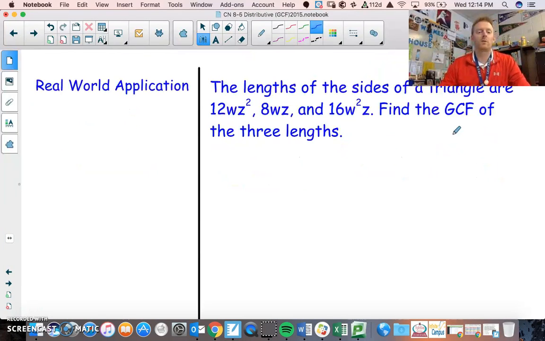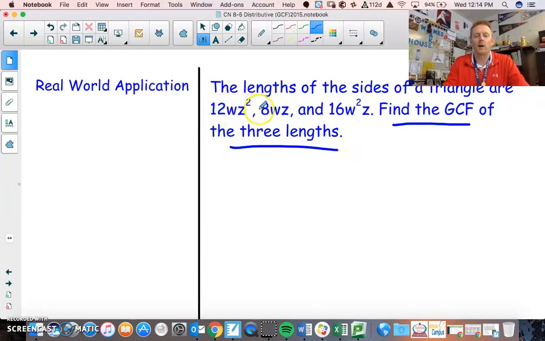All right, so we have a real world application. The lengths of the sides of a triangle are 12yz to the second, 8wz. Did I say y? I meant w. And then 16w to the second z. We're supposed to find the GCF of the three lengths. So you're finding the largest thing you can divide out of all three of these numbers. We don't care what's left over. We're just trying to find the largest thing that we can divide out of all three of them.